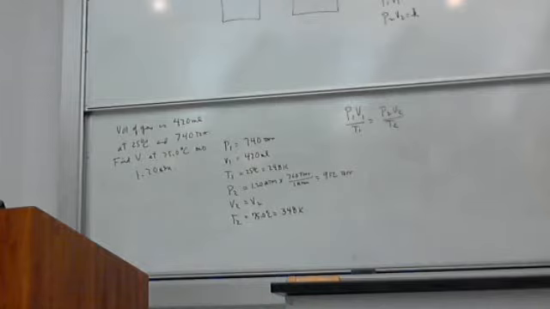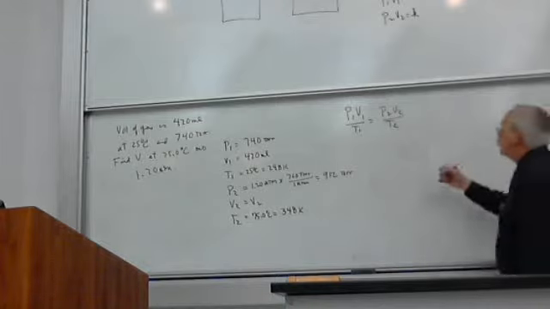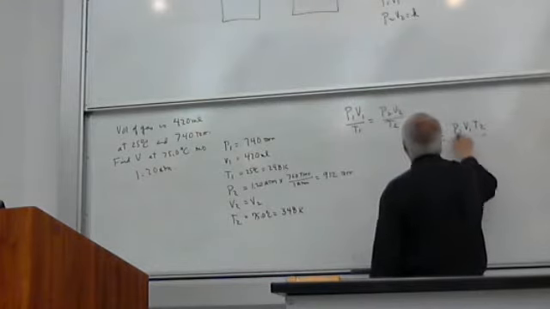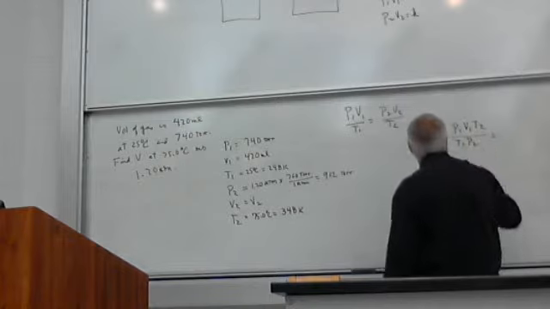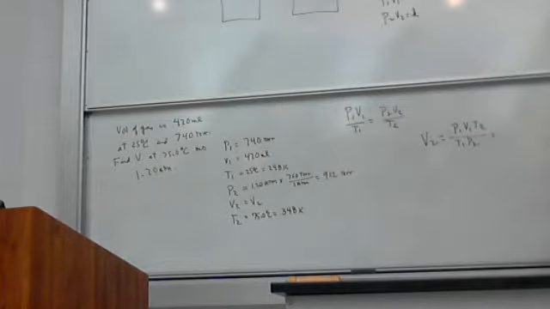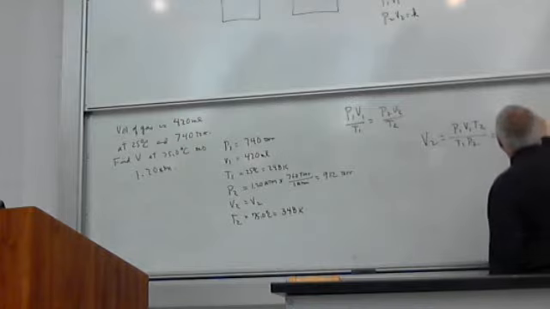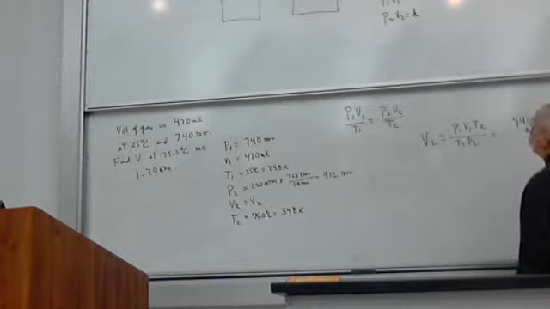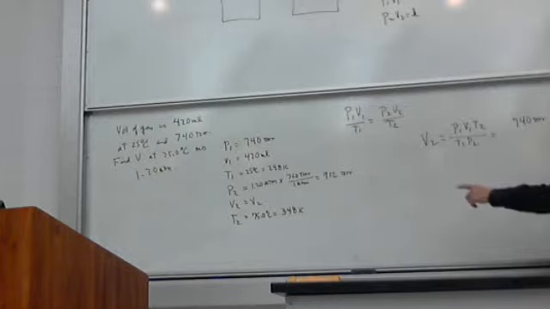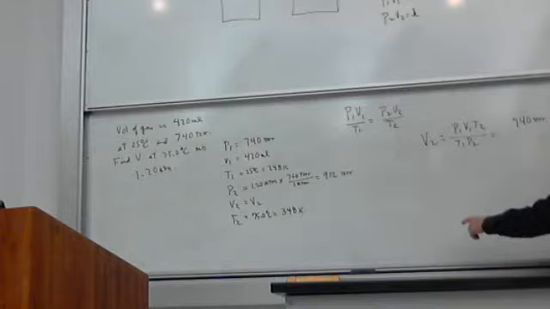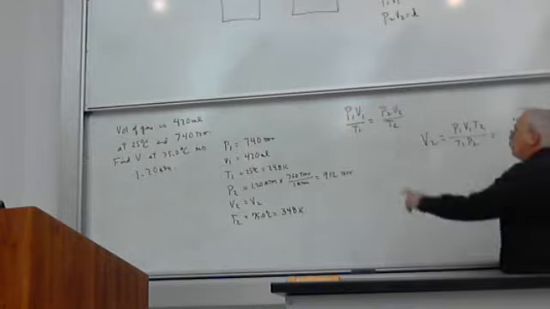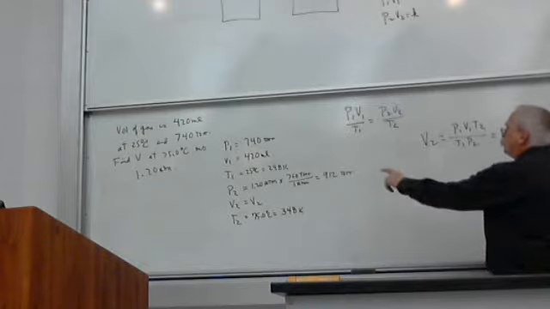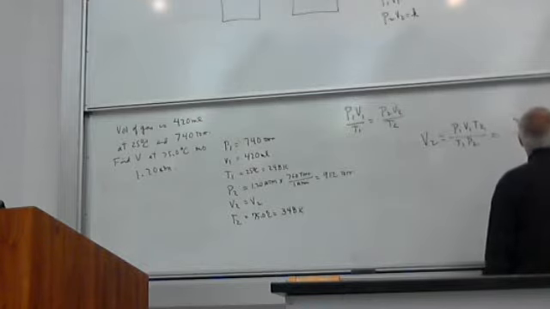So what am I looking for? V2. Can I solve this expression for V2? It's P1 V1 T2 over T1 P2. And then just go to my table and plug in these numbers. P1, 740 torr. V1, 420 milliliters. T2, jumping down, 348 Kelvin. T1, 298 Kelvin. And P2, 912 torr.